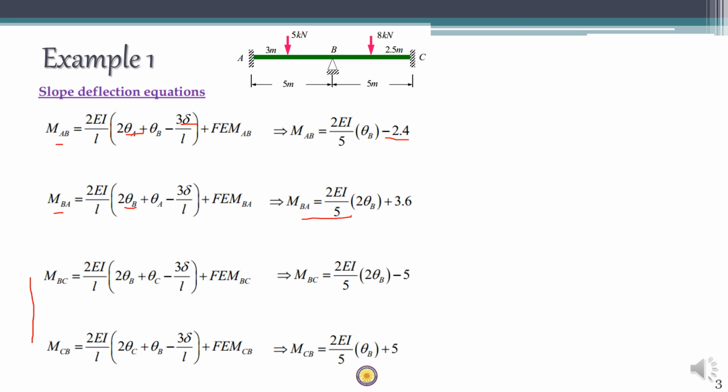theta C minus 3 delta by L. So MBC is equal to 2EI by L into 2 theta B plus theta C minus 3 delta by L.